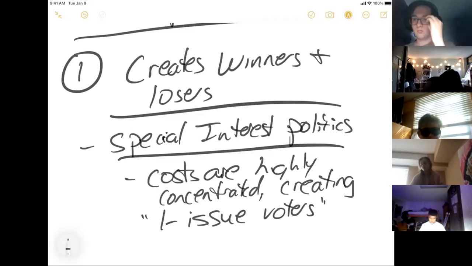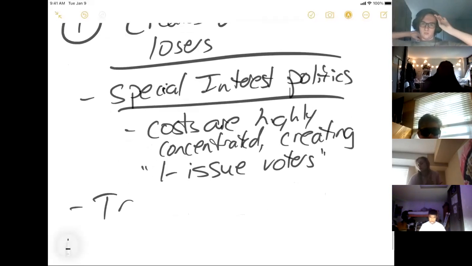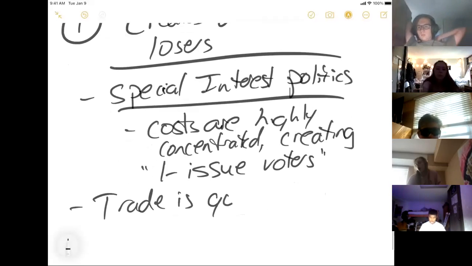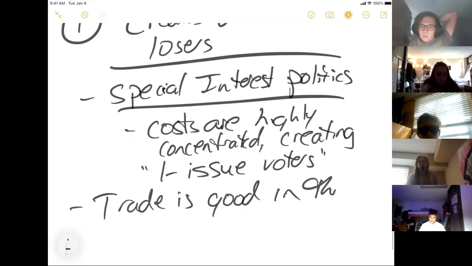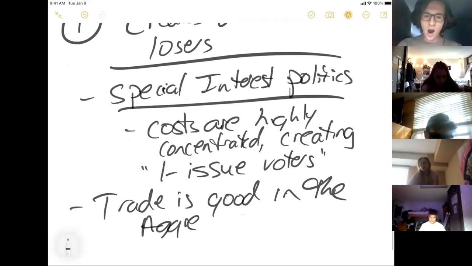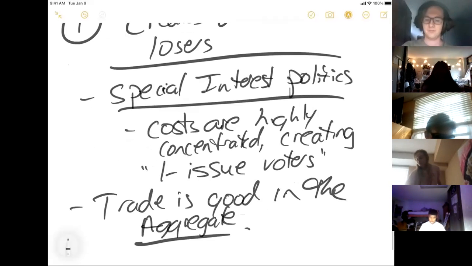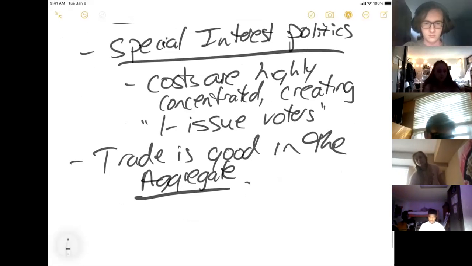So this is true in the sense that trade is good in the aggregate, right? It's good in the aggregate. That doesn't mean that every single person is going to benefit from it. And that creates a problem.